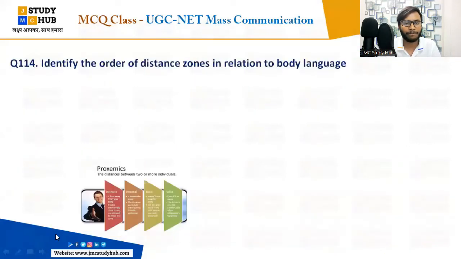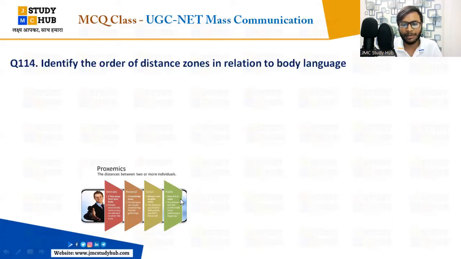114. Okay. So you can take the hint from the photographs also. It is about the distance zones in relation to body language. If I ask you, what are the distance zones in relation to body language, then what will it be, everybody? Kya kya hoga? Please write it. The distance zones in relation to body language are known as proxemics.